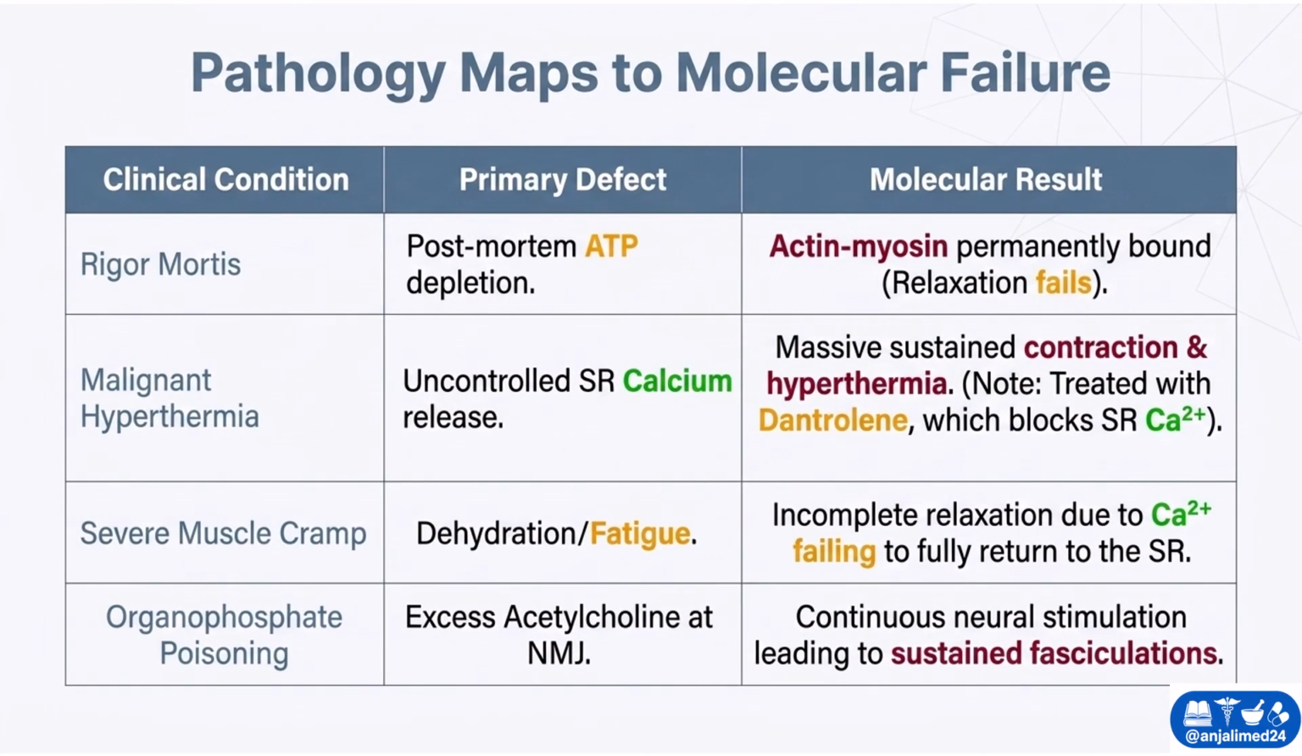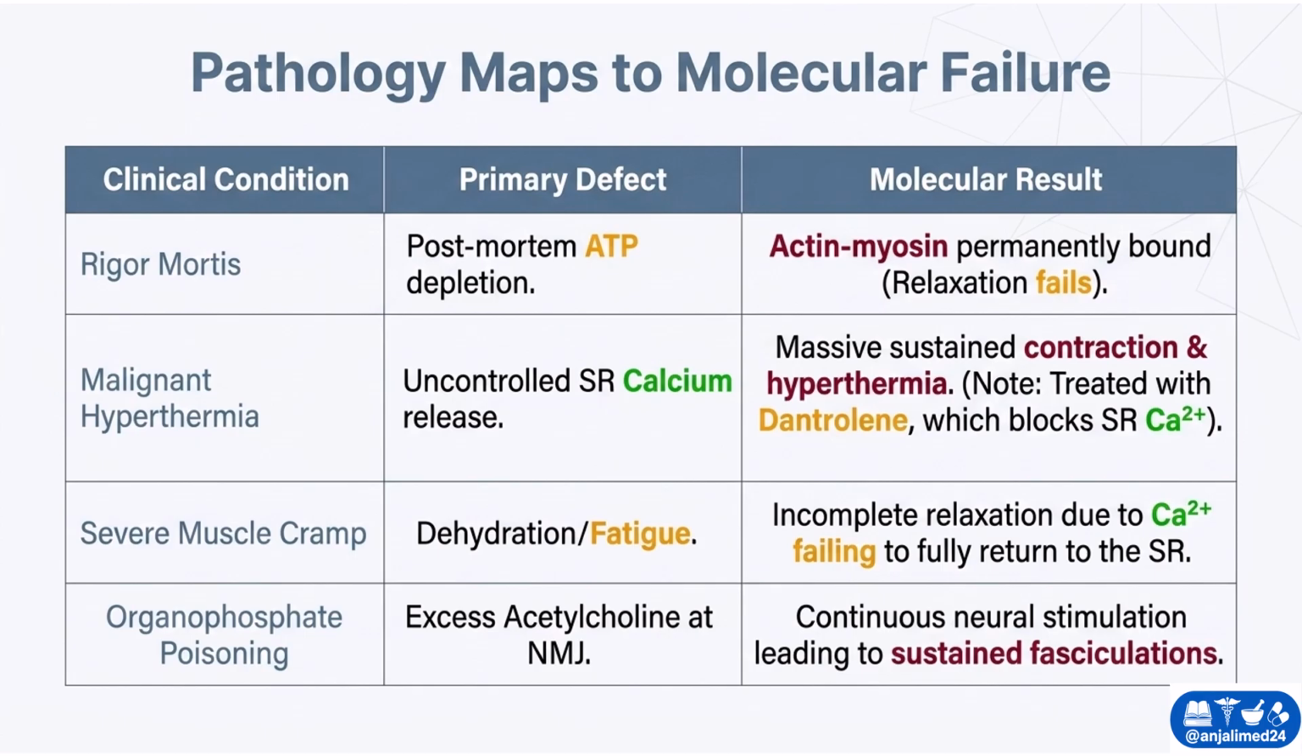Pathology maps to molecular failure. Now that we understand the normal physiology of muscle contraction and relaxation, we can connect these mechanisms directly to clinical disease. This slide is extremely important because it shows how different pathologies are actually failures of the same molecular system. Every disorder in this table affects one of the major control points we previously discussed: ATP, calcium, or neural stimulation. Let us analyze each condition one by one.